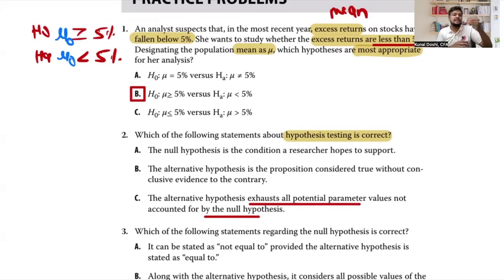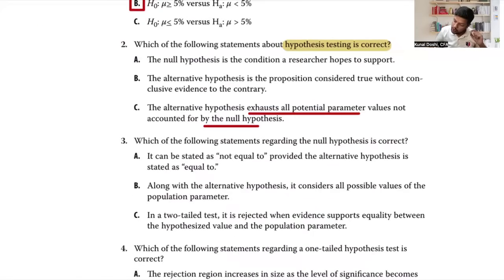If it's a two-tailed test, null is, let's say, equal to 5. The alternate is not equal to 5. So everything that is not there in the null is there in the alternate. So statement C is a correct statement. Understood, everyone?